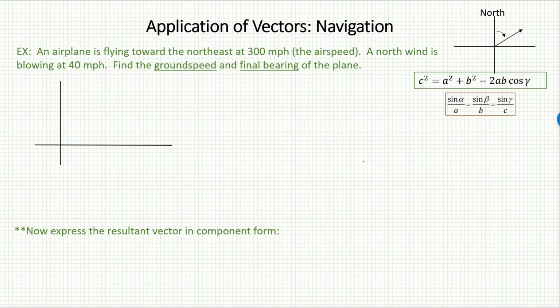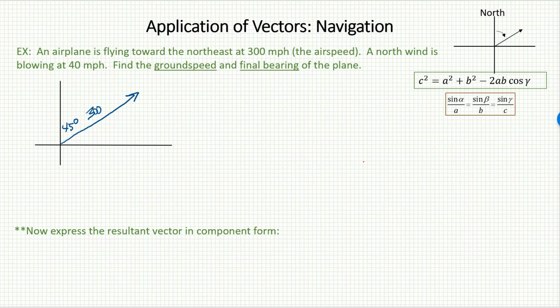Application of vectors: navigation. So we've got an airplane flying toward the northeast at 300 miles per hour. Let's draw that here as a vector. This means here's what's programmed into the plane. The plane is being aimed in a northeast direction at 300 miles per hour. This angle would be 45 degrees.